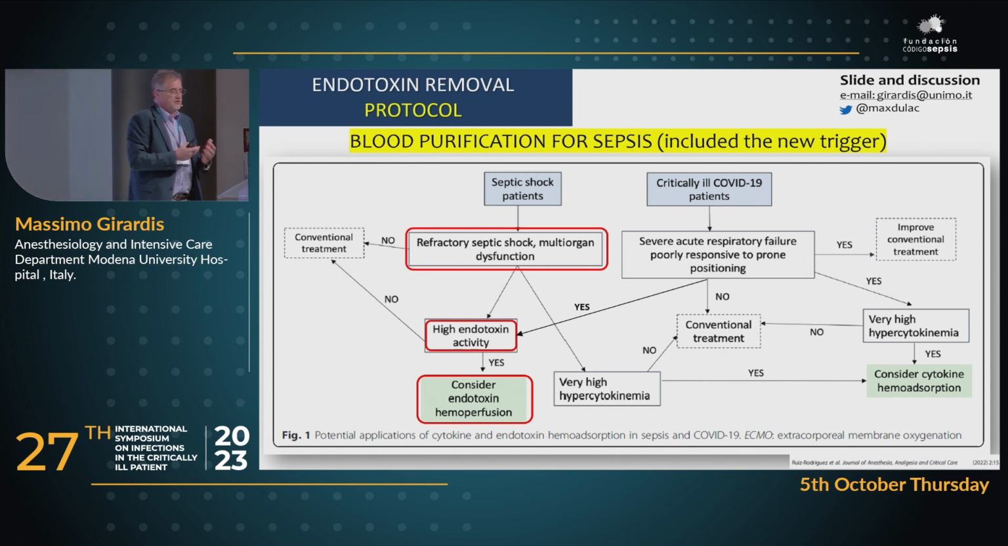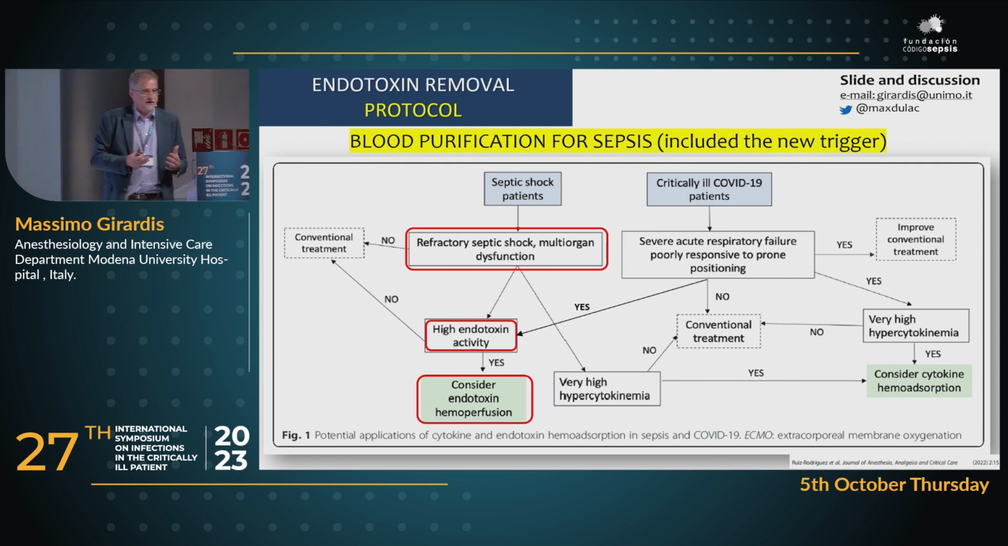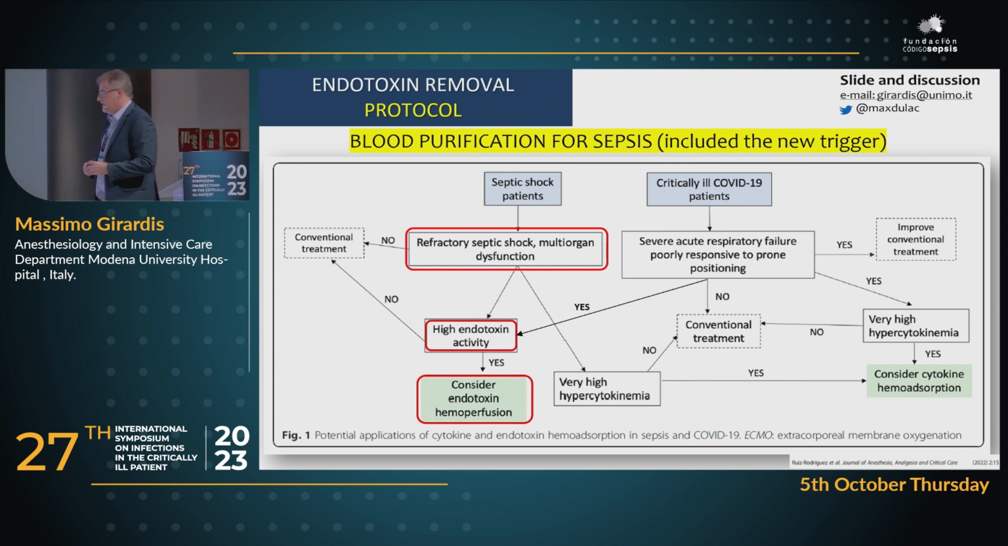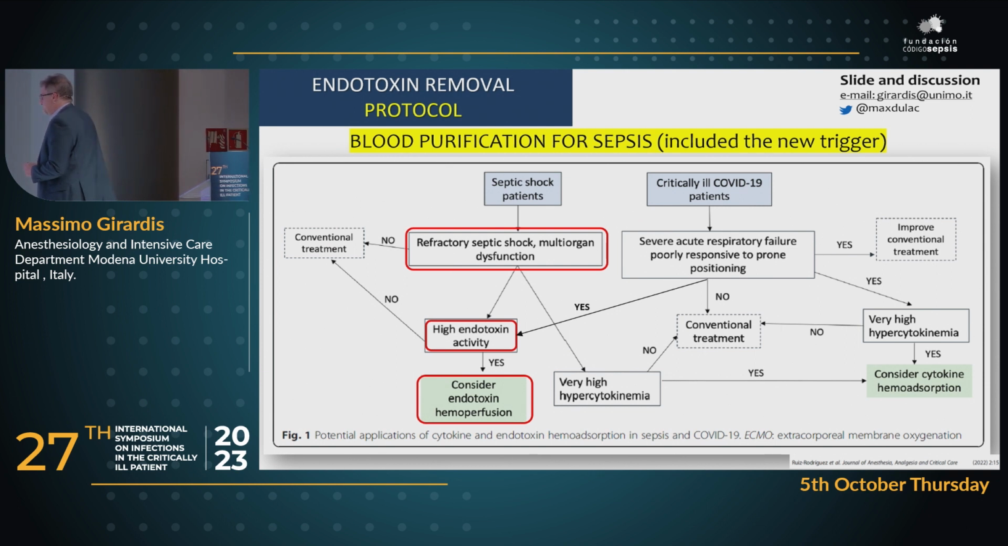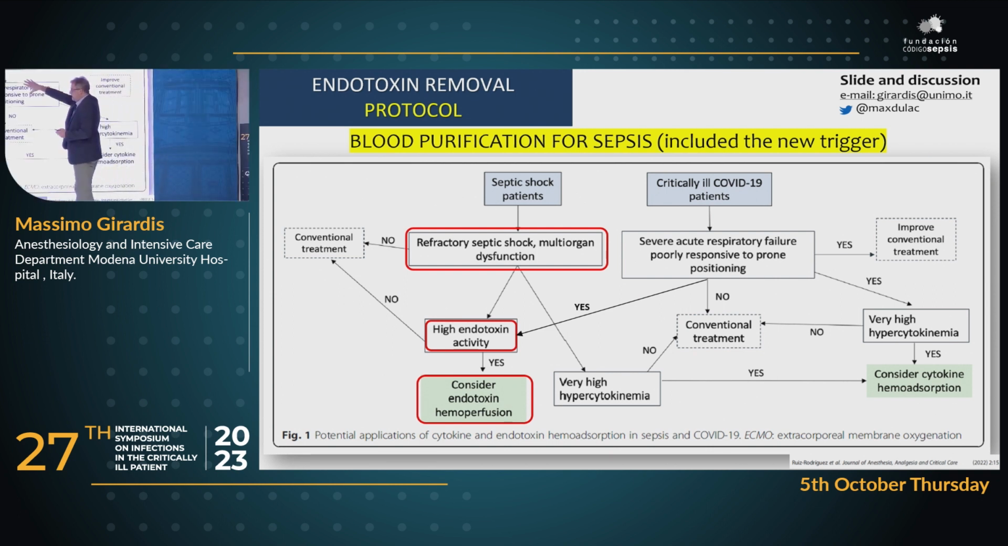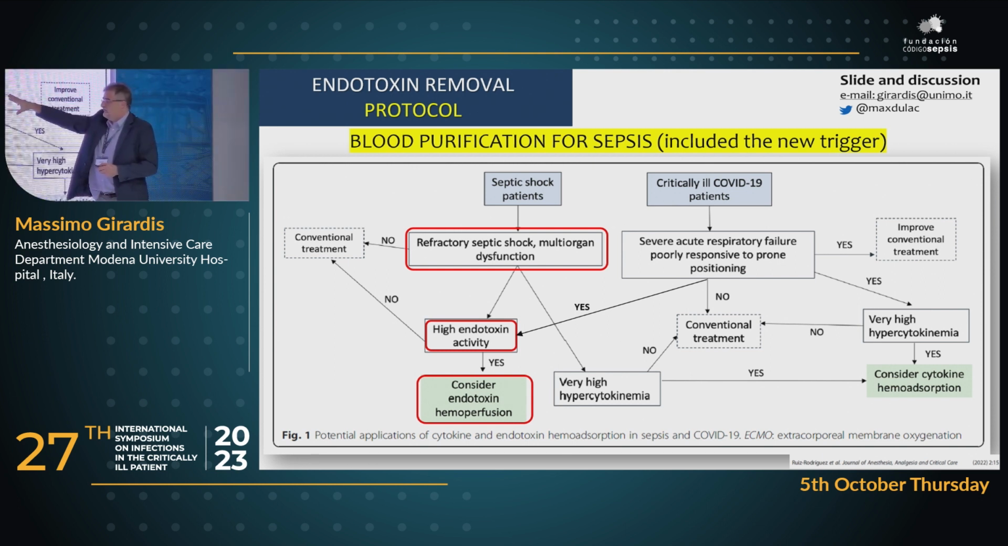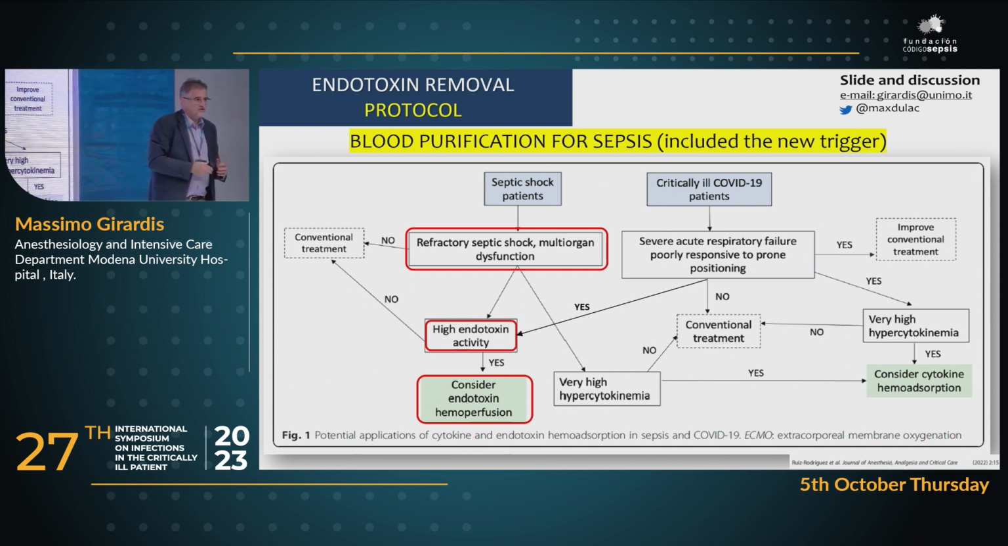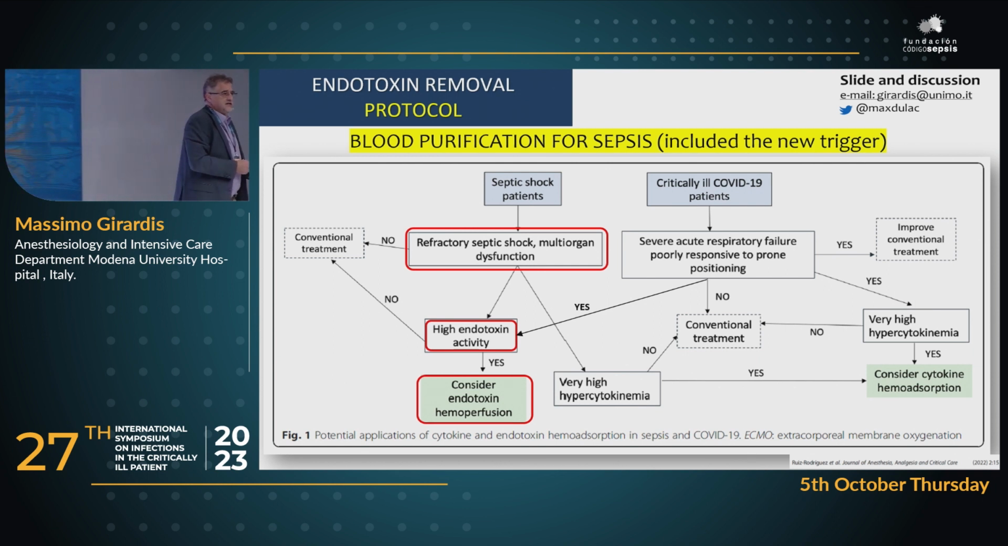This is one protocol to put in real life this method. This comes from the group of Ricard, and looks into the septic shock patient. Of course, refractory septic shock, the definition, of course, should be better studied, evaluated, or defined in the future. If you have a very high endotoxin level, you can consider in a patient with very refractory shock the use of an endotoxin clearance method, polymyxin-B HemoPerfusion.